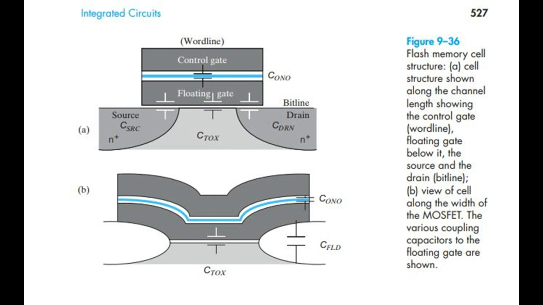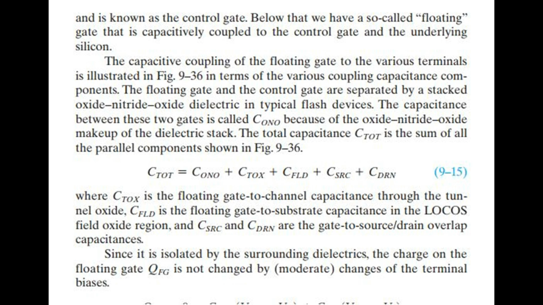Figure 9.36: flash memory cell structure. A. Cell structure shown along the channel length showing the control gate, word line, floating gate below it, the source and the drain, bit line. B. View of cell along the width of the metal oxide semiconductor field effect transistor. The various coupling capacitors to the floating gate are shown. Below that we have a so-called floating gate that is capacitively coupled to the control gate and the underlying silicon.